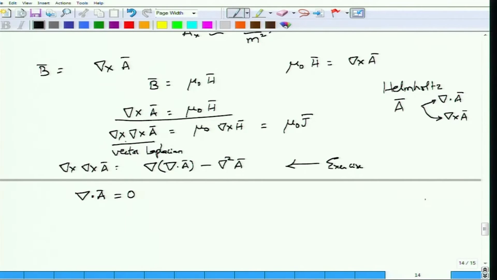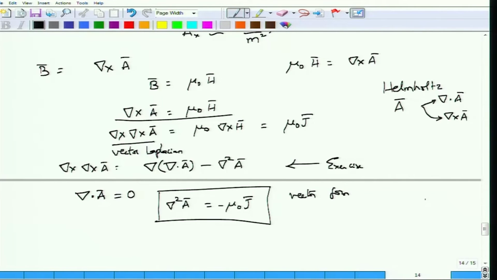So this left hand side will become minus del square of A equals mu 0 J. It is convention to put the minus sign on the right hand side so that we can exploit a known relationship. This expression which I have written here is the vector form of Poisson's equation, correct.